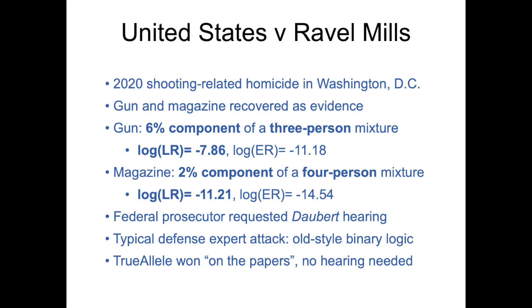On the gun, the log LR is -7 point something, so that's a number less than 1 in a million. And the log of the error rate is -11, which is almost like 1 in a trillion. On the magazine, the log LR is -11, which is out to about 1 in a trillion. And the error rate, that is the area under the curve from the contributor distribution, is about negative, say, 15 or so. Again, that's less than 1 in a trillion. So we didn't think there was any issue with this based on what we know about the science validation studies.